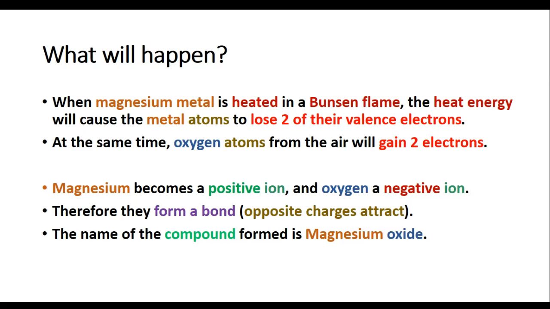Remember that we get the name of the compound from the elements, so magnesium and oxygen, but oxygen becomes an ion, which would then be oxide. So when oxygen becomes an ion, it becomes an oxide ion, which is then in the name of the compound.